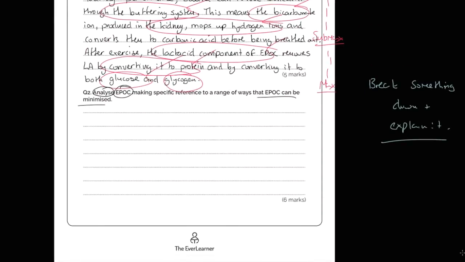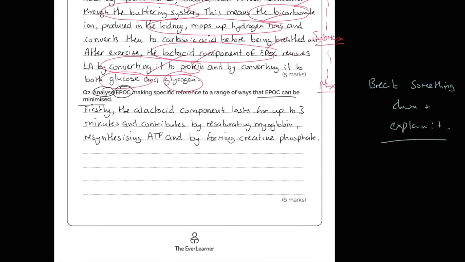Let's have a look at how we wrote it. Here we go. Firstly, classic analyze opening. Firstly, comma. Here's my first chunk. Firstly, to begin with, in commencement, you just say firstly, comma. The alactic component, here I'm naming the alactic component, lasts for up to 3 minutes. Notice up to 3 minutes. It lasts for up to 3 minutes and contributes by resaturating myoglobin, resynthesizing ATP.